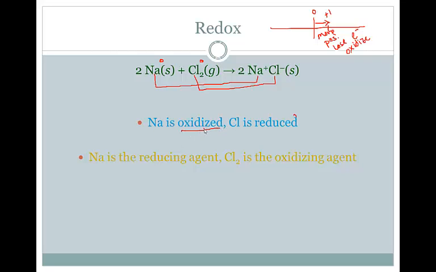Chlorine, starting at 0 and going to a negative 1, is gaining electrons. It's becoming more negative, so it's being reduced. LEO GER: gain electrons, reduction. So it's the oxidizing agent.